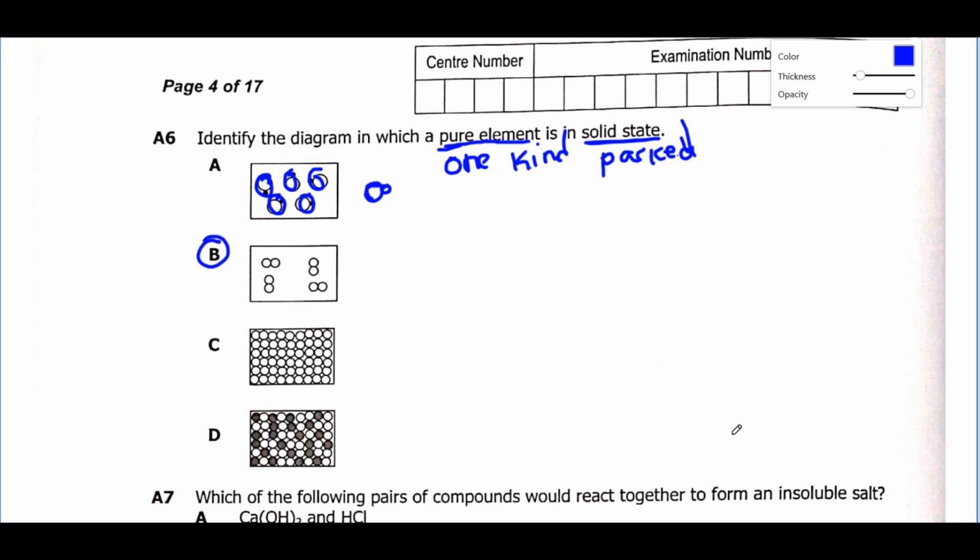Then for B, this is a gas. Then for C, we have particles that are closely packed, and if you look at these particles, they are of the same nature. Since they are of the same nature, this one represents a pure element in a solid state. Therefore, this is our answer, D. Yes, it is in a solid state, but it's not pure because we have a combination of different atoms.